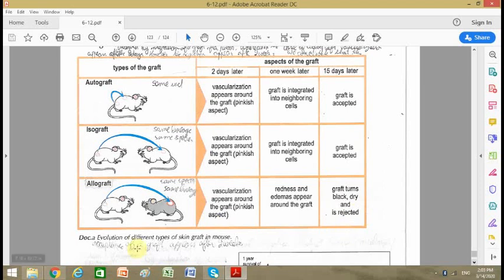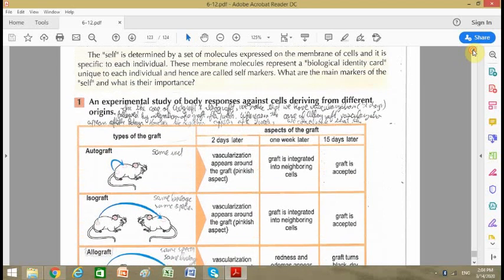There's also a fourth type of graft, which is not shown here, which is called a xenograft. The xenograft is a graft between 2 different species, for example, from a monkey to a human being, or from a pig to a human being, etc. And it is usually also not accepted, or rejected without a treatment. Now, what causes the acceptance or the rejection of a graft? It's the HLA proteins.